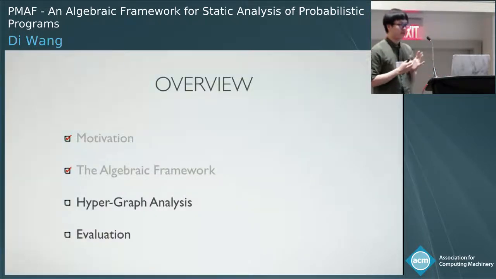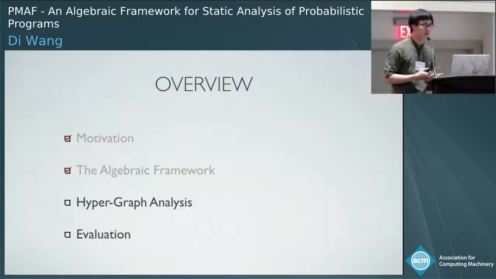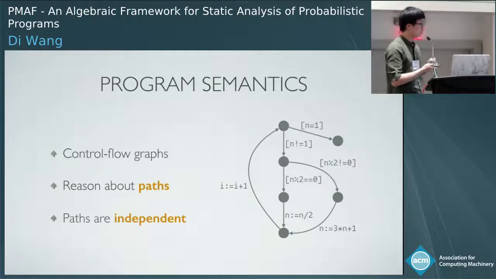Now, I just introduced our algebraic framework. Then I want to talk about how to use this kind of semantic algebra to analyze a probabilistic program. Firstly, we need to come up with a proper representation of the programs. So if we look back into traditional static analysis, you'll find that control flow graphs are very commonly used representation for programs because they are good means to separate control flow and data flow.